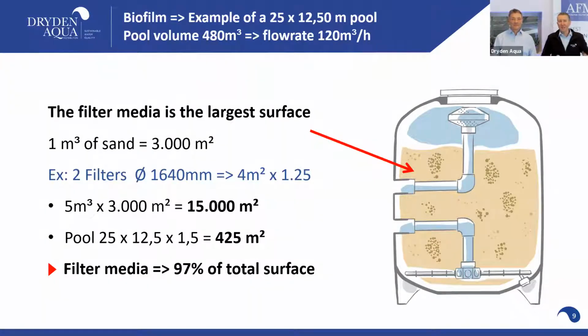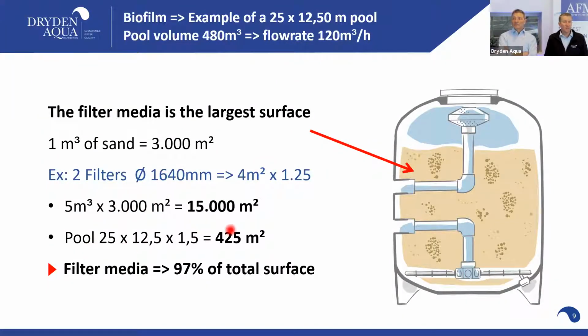If you look at this, we say we have a pool volume of 480 cubic meters, a turnover time of 4 hours. We have a flow rate of 120 cubic meters per hour. Let's say we have 2 filters, 1600 diameter. This gives us a filtration surface of 4 square meters times the bed depth. We're assuming 1.25 meters. So we have a total sand volume of 5 cubic meters. This times the 3,000 square meters of surface, and that's a fact, gives us 15,000 square meters.